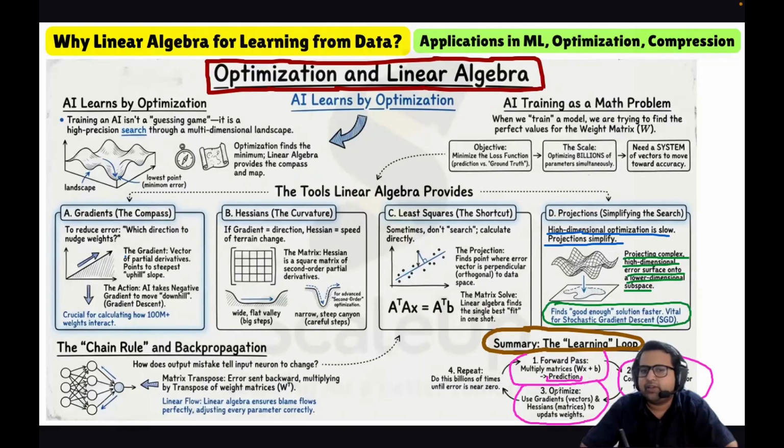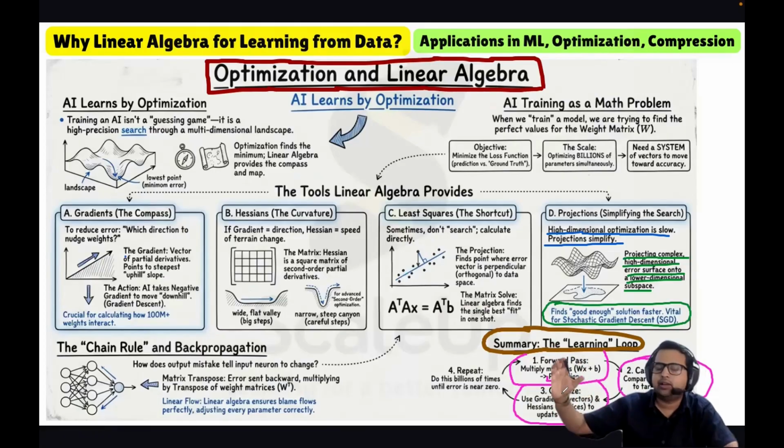To optimize it, we use gradients, which are vectors that will tell us in which direction we should move. And we have Hessians, which will give us the idea about the curvature, like how big the step should be to update the weights. So gradient will tell us whether we should increase the weight or decrease the weight, and Hessian will tell us the amount, whether the update should be a big update or a small update. And once we optimize it, for optimization, we make use of the backpropagation.